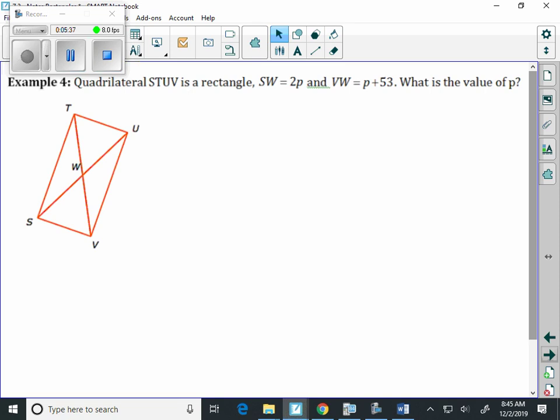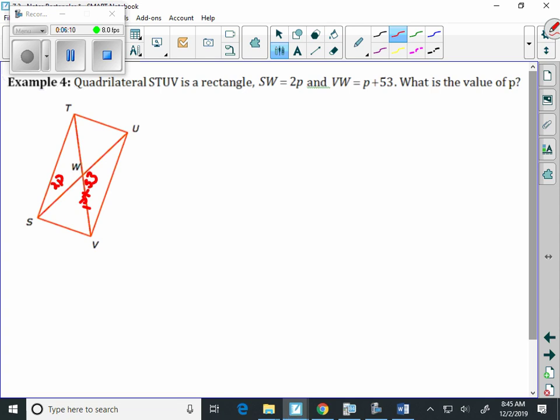Quadrilateral STUV is a rectangle. SW is 2p. And VW is p plus 53. Can't write on that one. Oh, I erased everything, yay. What is the value of p?